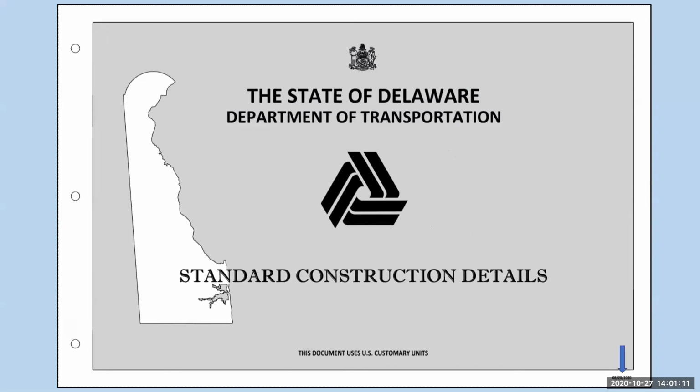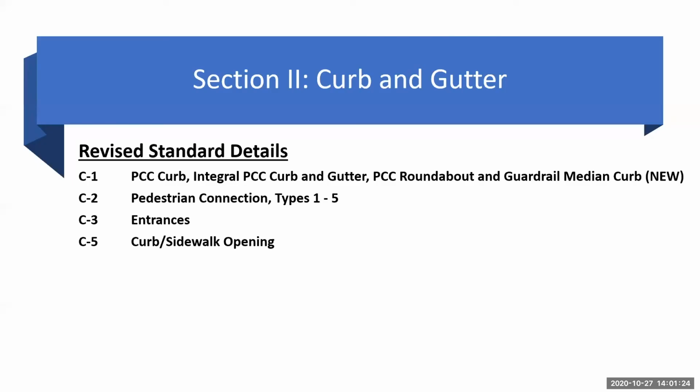You'll see in here that we have blue arrows. Anytime there is a change, you're going to see a blue arrow on your screen. So here you can see the date, and we got rid of the customary units.